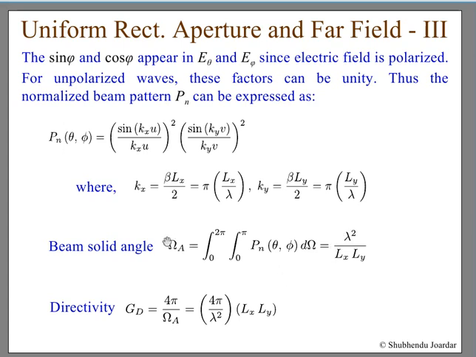So you see the beam solid angle is directly related to the aperture dimensions, this is Lx and Ly. And also it is related to lambda square, or the wavelength. And once you know this one, you can also find out the directivity. This is 4 pi by omega A. From the radiation intensity expression, I have written that one last time, that G is equal to 4 pi by omega A. And then you can simply substitute this and you will get this one. So you can calculate the directivity. So these are the final expressions for this rectangular aperture.